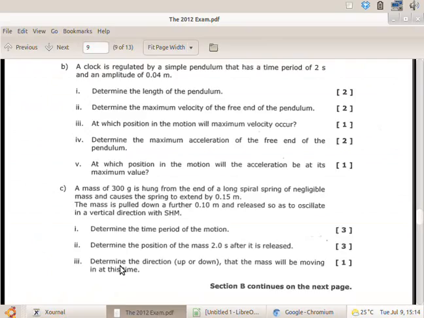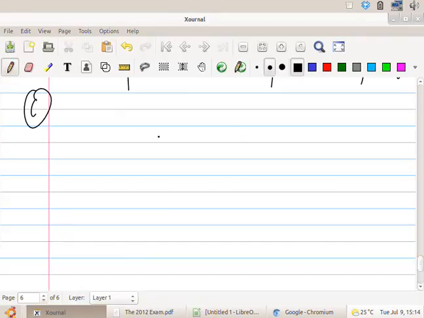Part C now. A mass of 300 grams is hung from the end of a long spiral spring and causes the spring to extend by 15 centimeters. The mass is pulled down a further 10 centimeters and released so that it oscillates in a vertical direction with simple harmonic motion. So I'll draw this. It's a little bit tricky, okay? So please focus with this one.